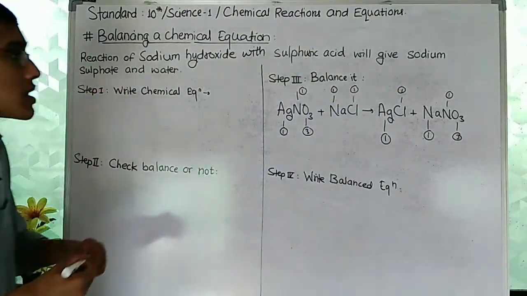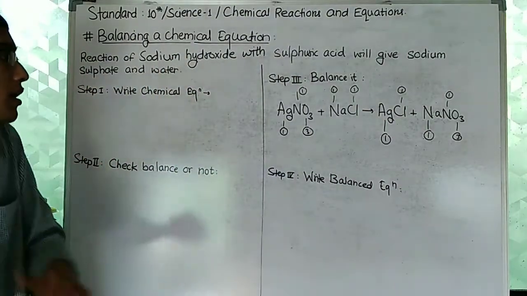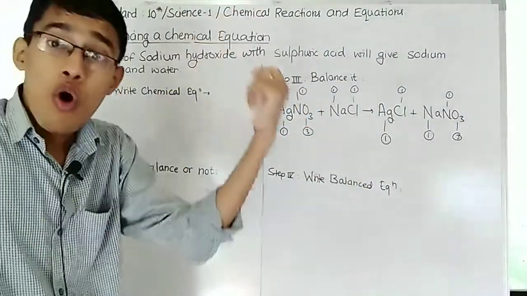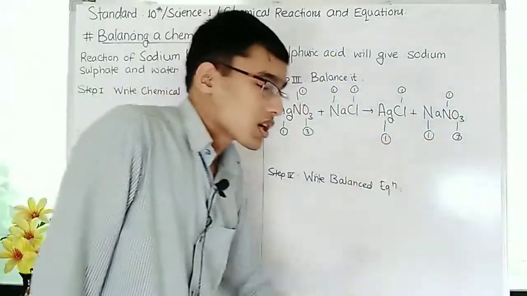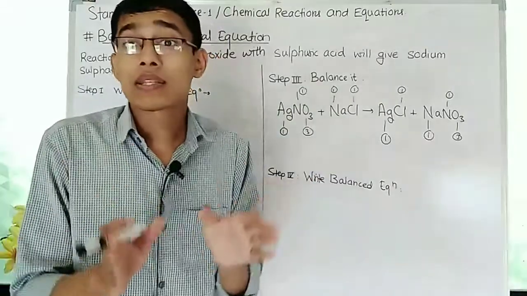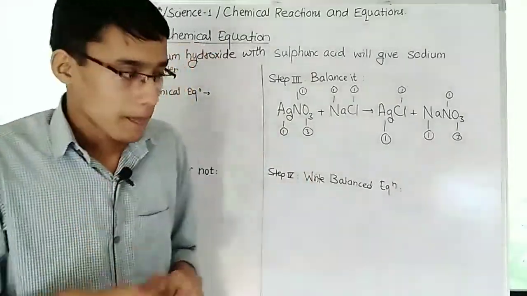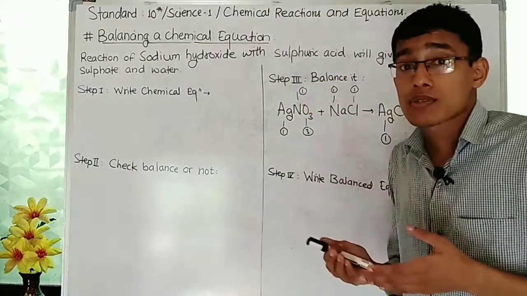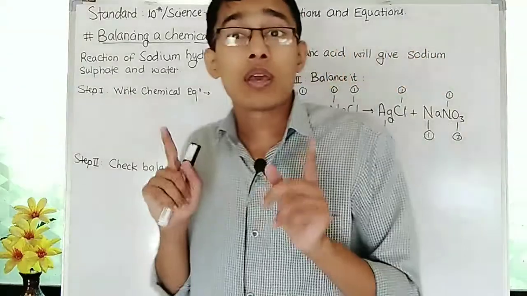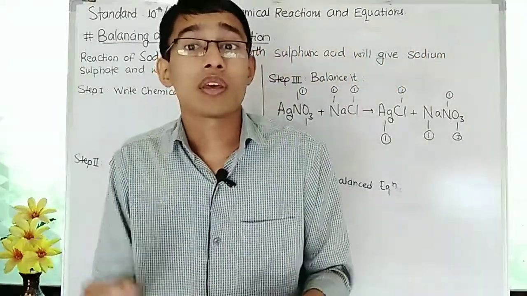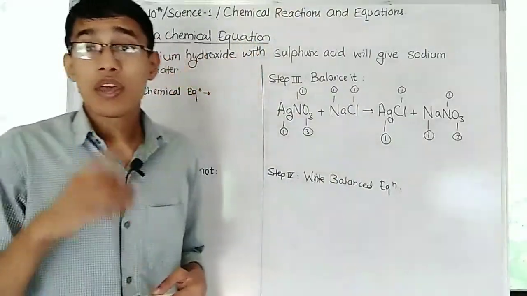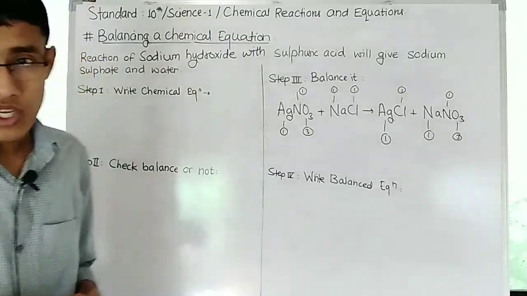So by this you can see the number of atoms of each element in the reactant side is equal to the number of atoms of the same elements in the product side. In that case we can say the given chemical equation is a balanced equation, whereas if the number of atoms are unequal on the two sides, then we can say that the given chemical equation is an unbalanced equation. Now let us see how to balance if the equations are unbalanced in nature.